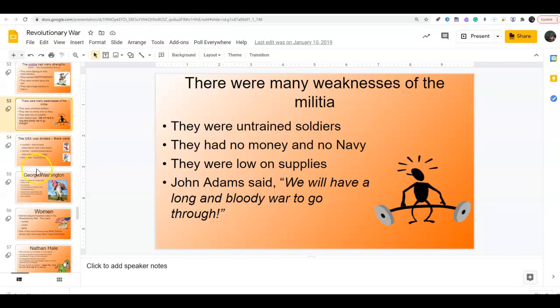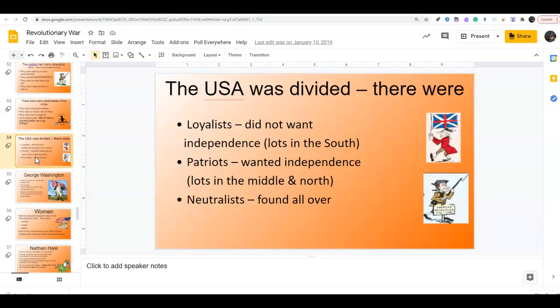We were low on supplies. However, again, we're fighting for our home. We're fighting to become independent, so we're going to fight a little bit harder. You should be familiar with loyalists, patriots, and neutrals.